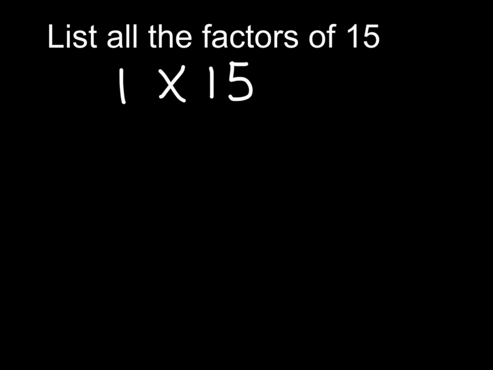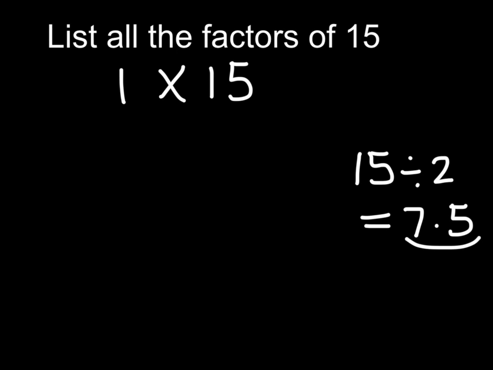Okay, so we've tried 1. The next number I'm going to try is 2. Is 2 a factor of 15? Well, can we divide 15 by 2 without leaving a remainder? Well, 15 divided by 2 is 7.5. So obviously we've got a remainder here. Therefore, 2 is not a factor of 15. So I'm not going to write that one down.